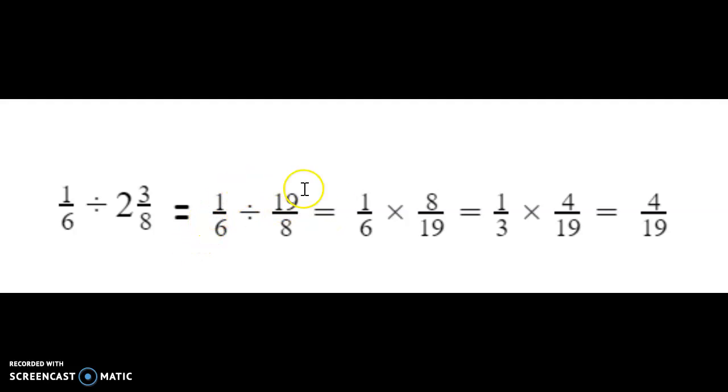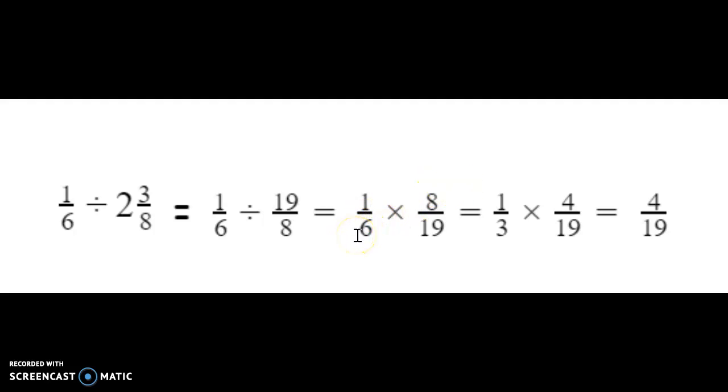In our second step, our first fraction of 1/6 stays the same. The division symbol becomes a multiplication symbol. And 19/8 becomes 8/19 because of the reciprocal. Let's look and see if there's any cross-canceling we can do. 1 and 19 can't be cross-canceled, so they stay the same. 6 and 8, because they're even numbers, have 2 in common, so they can cross-cancel.